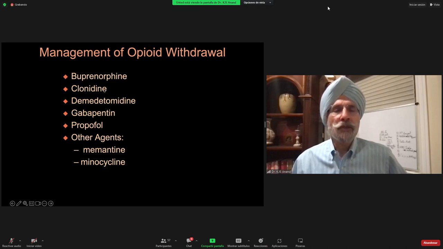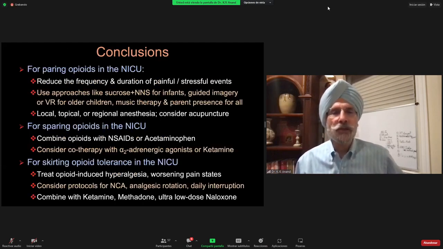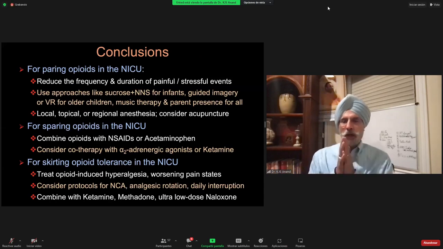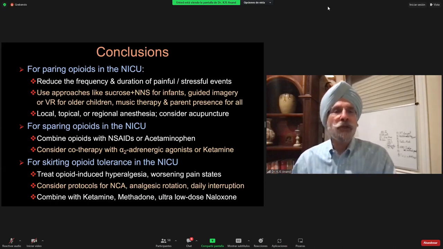Buprenorphine, I've already mentioned, clonidine, dexmedetomidine, propofol, and gabapentin are other drugs that have been used. These are both experimental agents, and so I don't think we can use those in neonates just yet. So just to conclude, and I wanted to have sufficient time for questions.